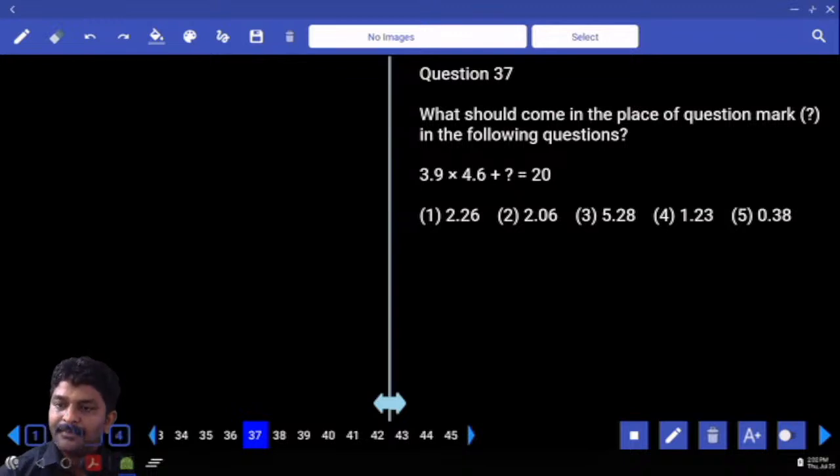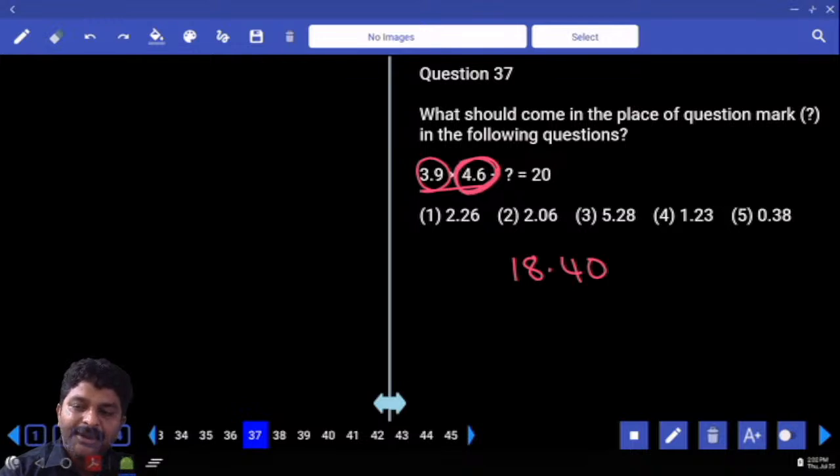Right. 3.9 times. Can we write it as 4 times minus 0.1 times? 4 times is double 9.2, double 9.2 is 18.4. And then we have to subtract 0.1 times. That means we have to subtract 0.46. And these two numbers go to the right hand side. Yes, it becomes positive and this becomes negative.